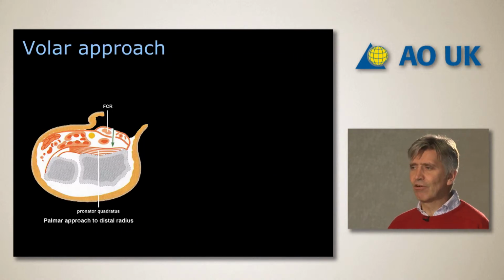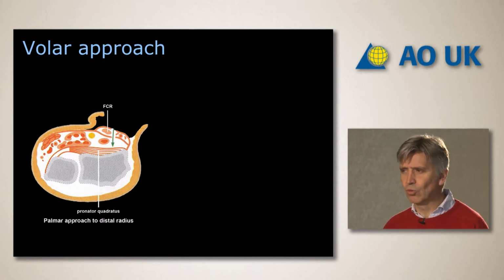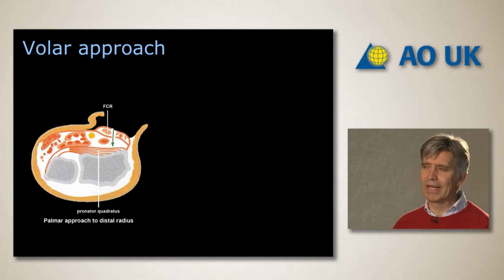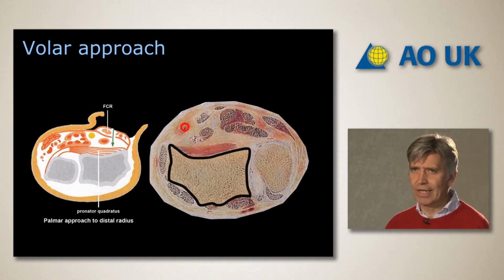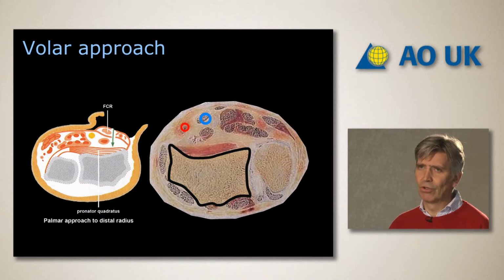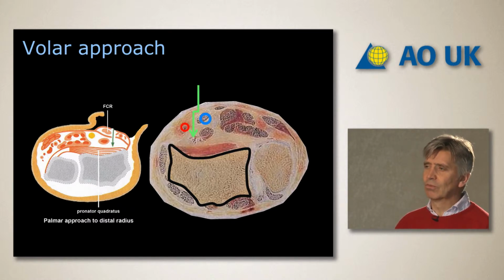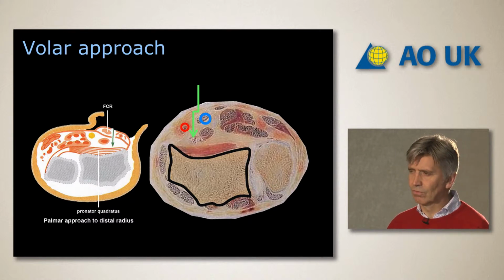This illustrates the volar approach in between FCR and the radial artery. This is the modified Henry approach, and I'm sure you're aware that Henry's original approach was radial to the radial artery. On our anatomical specimen here, you can see where the radial artery is here illustrated in red and the FCR in blue, and the approach is in between those 2, straight down onto pronator quadratus.